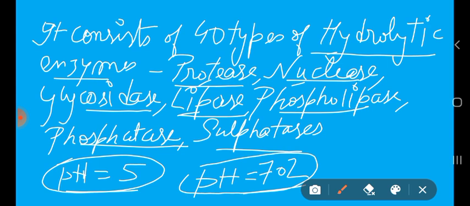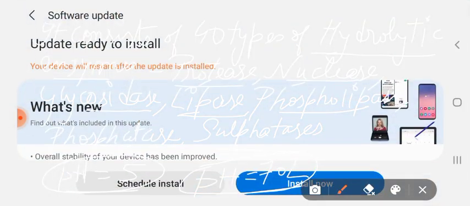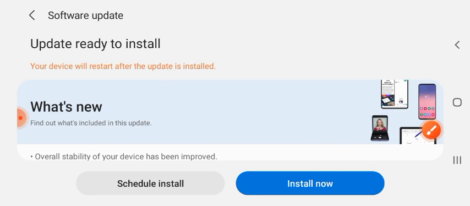Okay, now to maintain the pH, obviously there must be some transmembrane proteins around the membrane of the lysosome. To maintain the pH of the lysosome, there must be some transmembrane proteins which help to transport the final products of digestion to the cytosol.